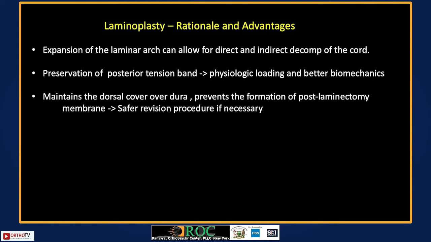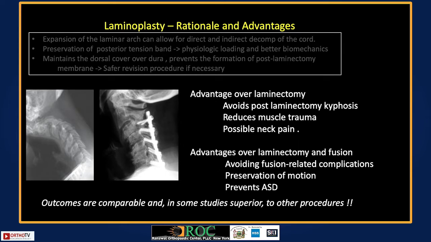So the basic rationale is, when you do a laminoplasty, you are basically expanding the canal, allowing for indirect decompression of the cord, as opposed to the anterior surgeries or a laminectomy where you're doing a direct decompression of the cord. The advantage is you preserve the posterior tension band, the muscles, the ligaments, especially on the C2 spinous process, and you also maintain the normal dural cover, which is so very important. This is especially seen in revision cases where we do a laminectomy and there's a thick post-laminectomy membrane. So revision surgeries are much safer in these cases.